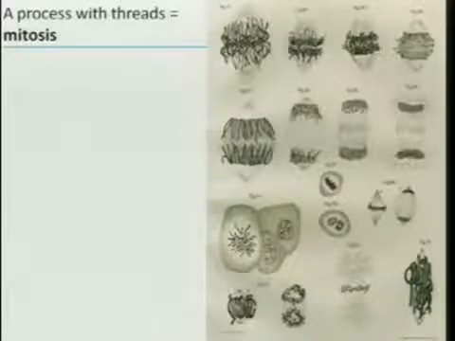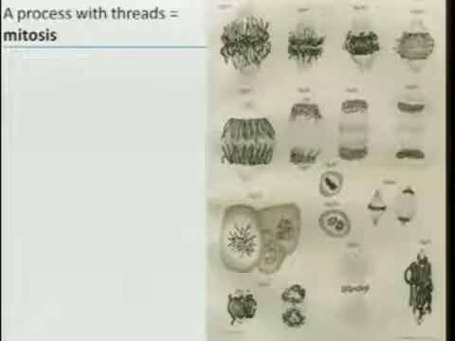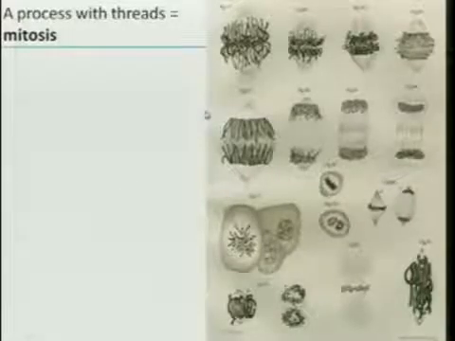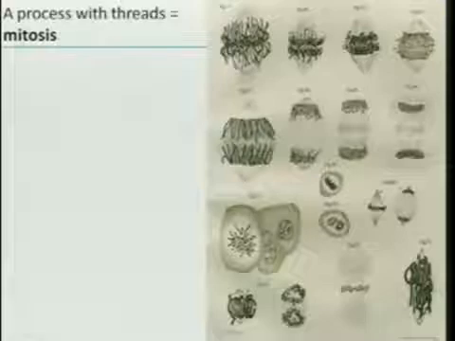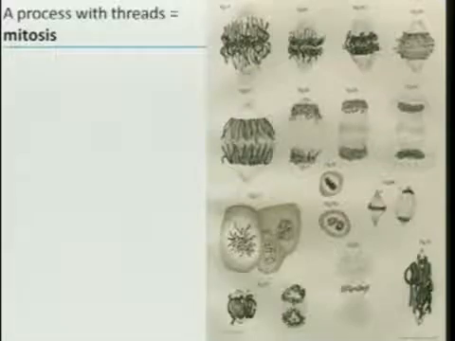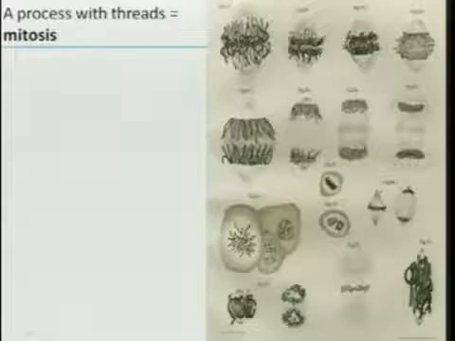Flemming saw that dividing cells appear to contain threads, these things. And mitos is Greek for thread. So he decided to call what he just discovered mitosis, the process with threads. By the way, are these human cells? No.